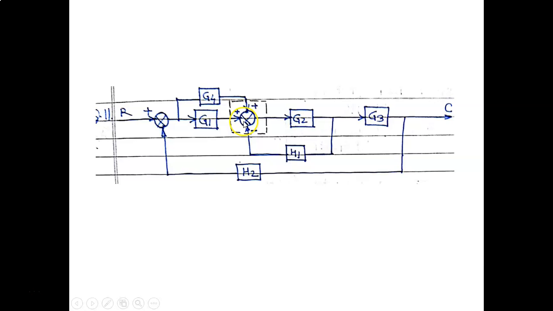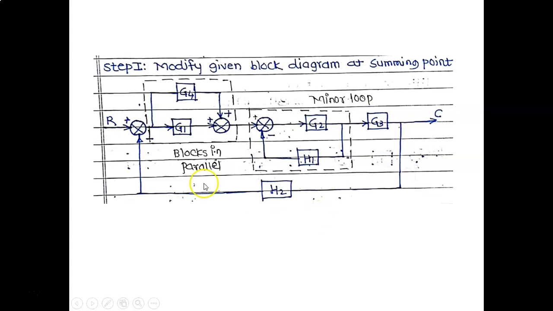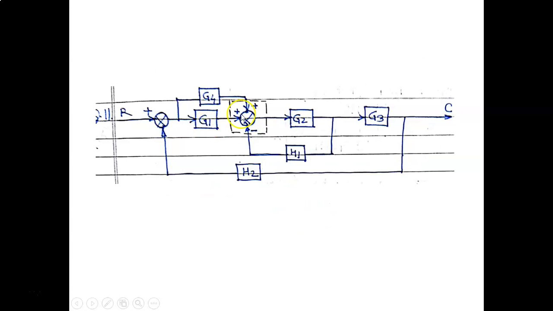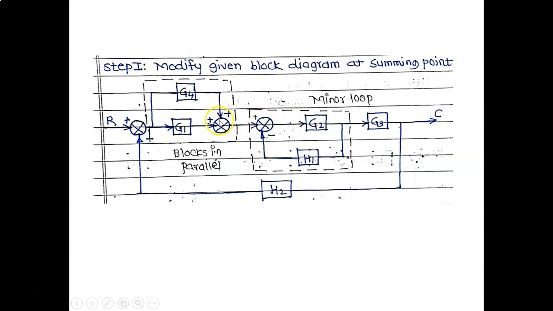This is the common summing point for these two blocks and for these two blocks also. Therefore these two blocks are in parallel and these G2 and H1 they are forming feedback loop with this summing point. Therefore we will split. What we will do, we will split this summing point. Therefore we have splitted the summing point.